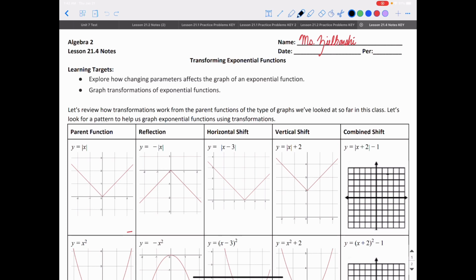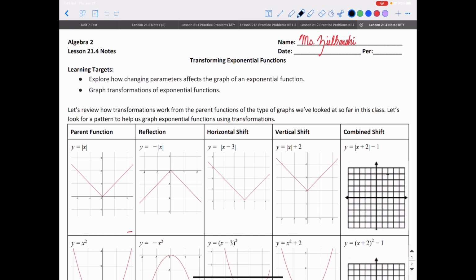In this video, we're going to talk about transforming exponential functions. The learning targets for this video are we're going to be able to talk about how changing parameters in an equation affects the graph of an exponential function, and we're also going to be able to graph transformations of exponential functions.